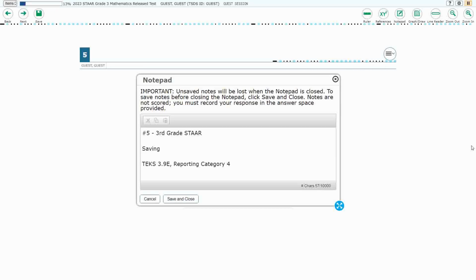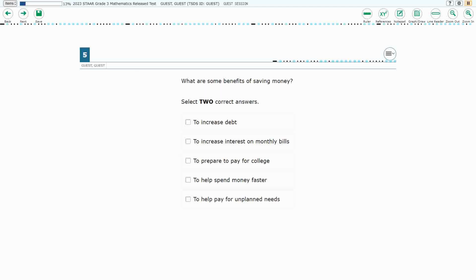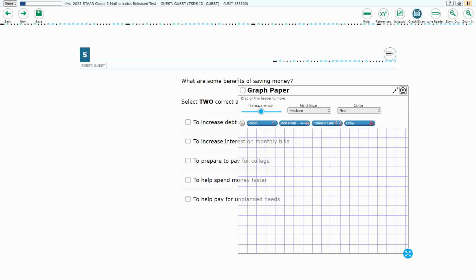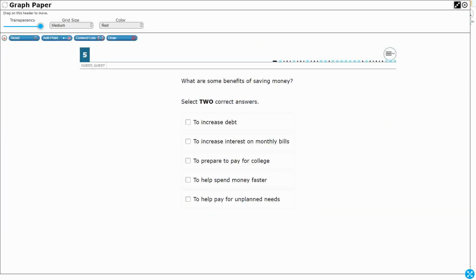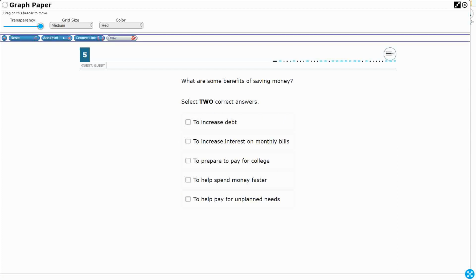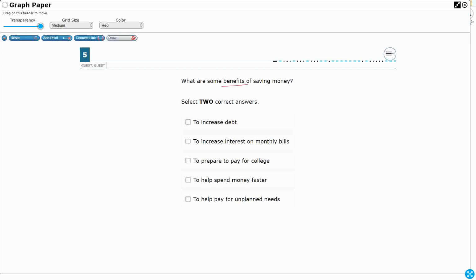For number 5, we are looking at the concept of saving money. This is personal financial literacy, TEKS 3.9E, reporting category 4. So this is a multiple select. We need to find 2 correct answers, but automatically we are going to have some vocabulary issues, right? So hopefully we know what saving is, but we need to know what benefits are. Because if we don't know that benefits are the positive effects, right? It's good things, then we are going to struggle. So what are the positive effects or the good outcomes of saving money?